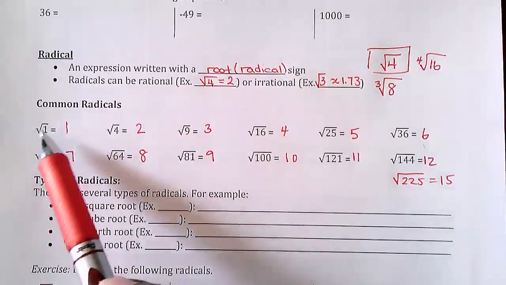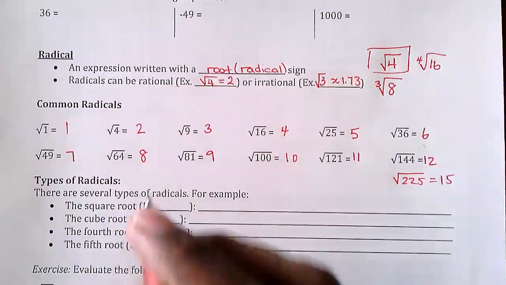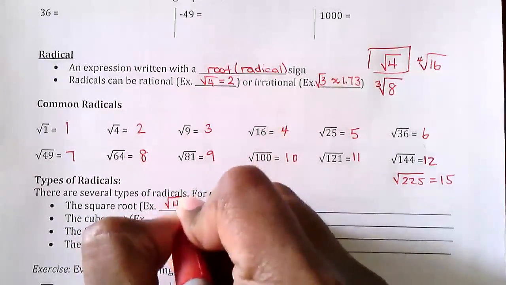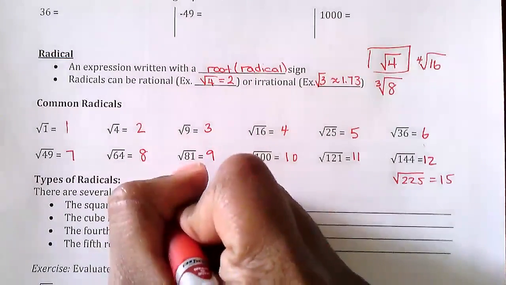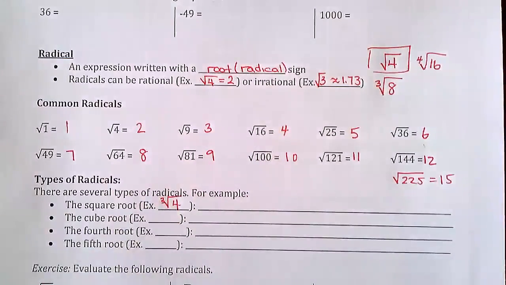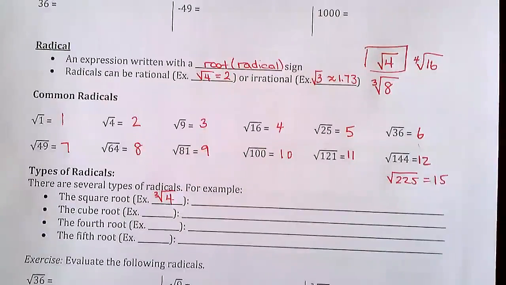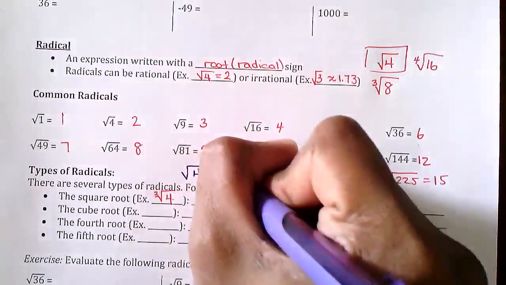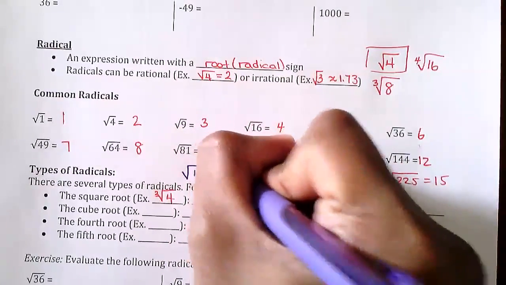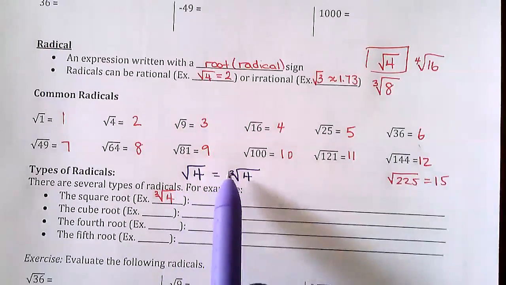So this is just one type of radical. We call this the square root. An example of a square root would be something like root 4. Something to keep in mind is this is the same thing as this, and that's why it becomes important. So let me write that to emphasize that. If I have a square root of 4, that's the same thing as writing this with an index of 2, or a little 2 above the radical sign. This means take the square root.